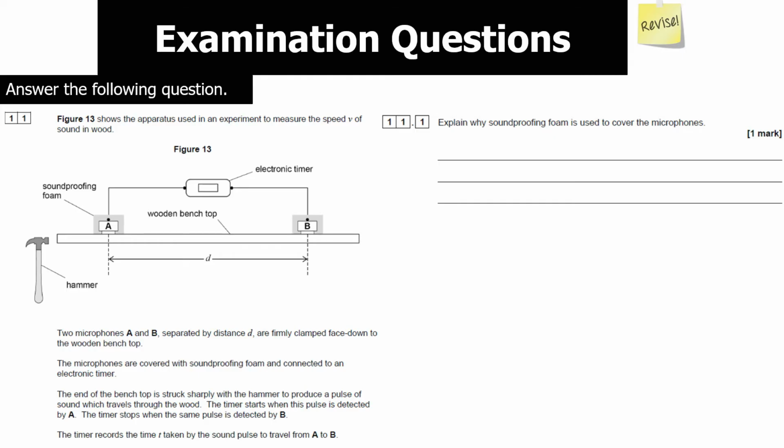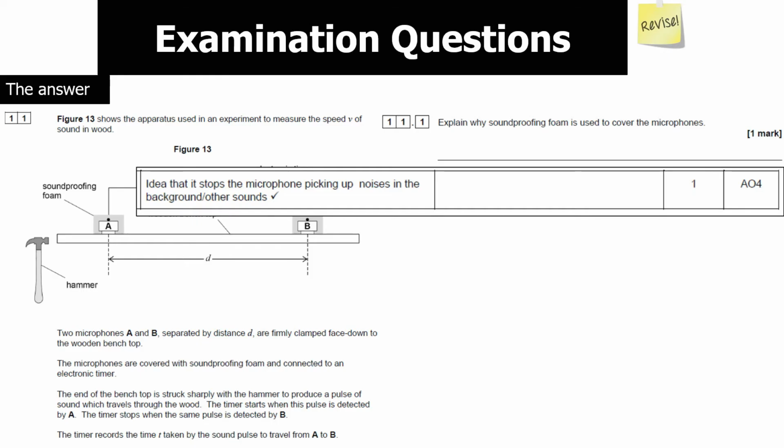So explain why soundproof foam is used to cover the microphones. Pause the video now, then unpause the video when you want to go through your answer. Once again, it's a very common paper 3 style question to ask you to think about what's going on in the investigation and why certain steps are taken. Well, we use soundproofing foam to stop the microphone from picking up noises in the background or other sounds which could interfere with the values that were taken.